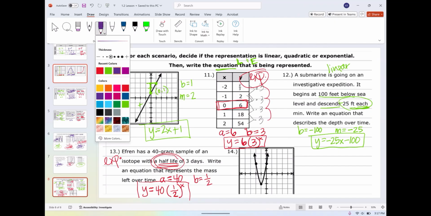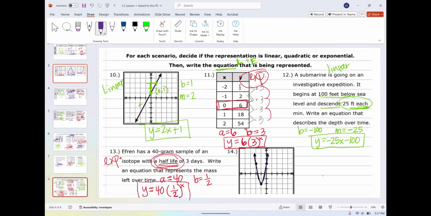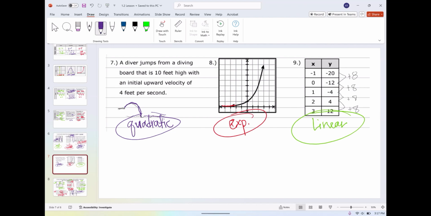And the last problem, certainly not the least problem, is a beautiful parabola. There's a parabola. So it's definitely quadratic. And like I said earlier, you don't need to write the equation for this one because I haven't taught you that yet. That'll be in the future. So you just identify if it's quadratic for those.